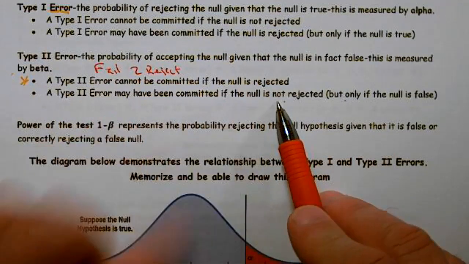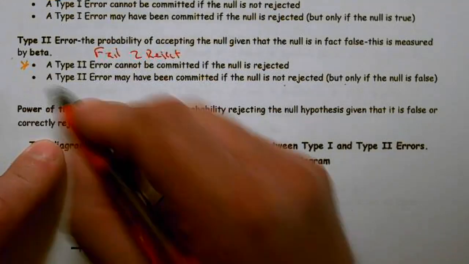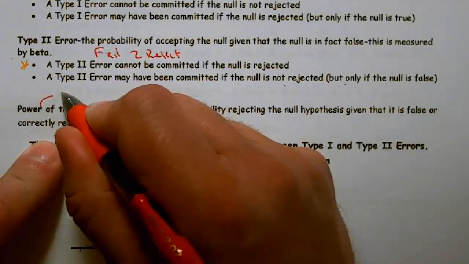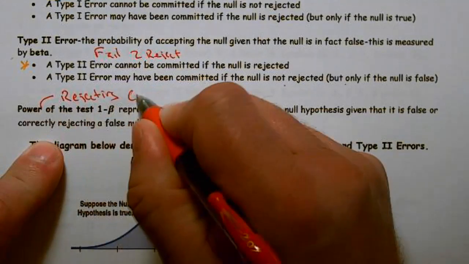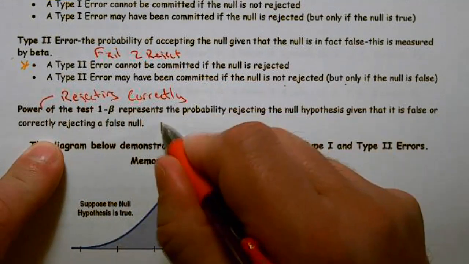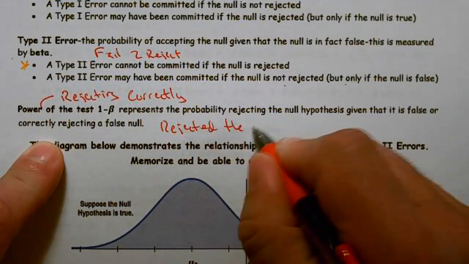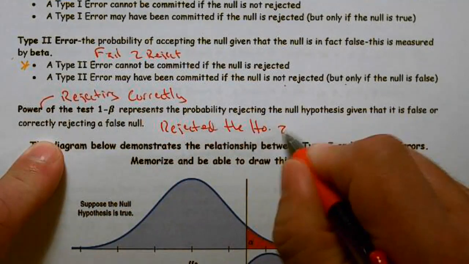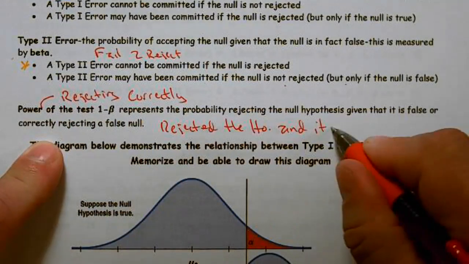Then we have power of the test, and power is a correct thing. This is doing the rejecting correctly. We rejected the null, and it was the right thing to do.